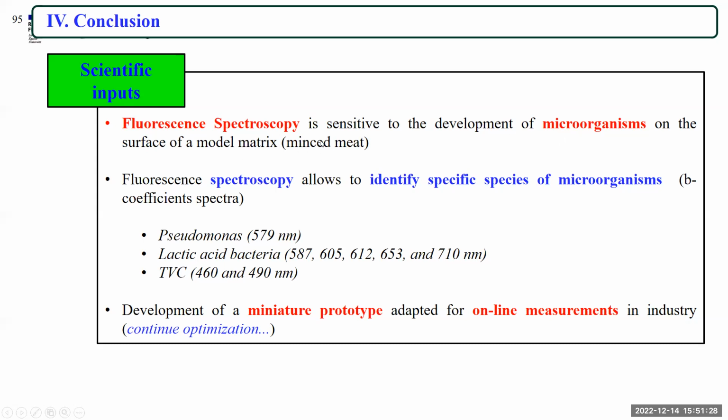So we use the model as minced meat. We also noted that for each load, for example, Pseudomonas, lactic acid bacteria, total viable counts, we had specific wavelengths that were identified in the predictive models. So we can also have specific bands that are associated to each load. So at the end, of course, we developed a miniature prototype that can be used online for predicting microbiological loads of meat.